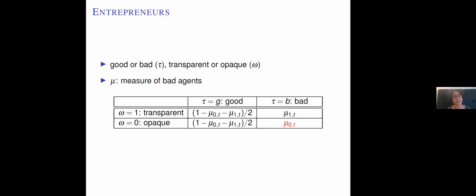And in fact, in the whole talk, except 1 slide or 2 slides, I'm going to focus on a particular case where only 1 state variable is relevant. Okay, it's an endogenous thing, so there are parameter restrictions under which only 1 state variable is relevant. That is the fraction of bad opaque entrepreneurs, and that is what is in red here.